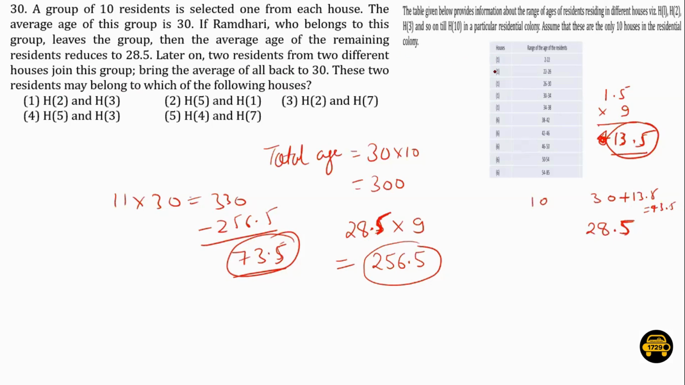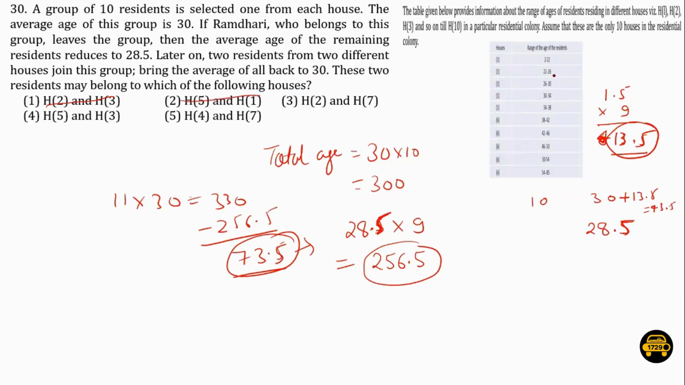So these are the houses 1, 2, 3, 4, 5, 6, 7, 8, 9, 10. So if the residents would have been from H2 and H3, H2's maximum age is 26 and H3's maximum age is 30. So the sum of 26 plus 30 cannot exceed 56 and we need a sum of 73.5. So option 1 is eliminated. Now H5 and H1, the maximum age for H1 is 22 and H5 is 38. So the sum is coming out to be 60. Again, this option is also eliminated.